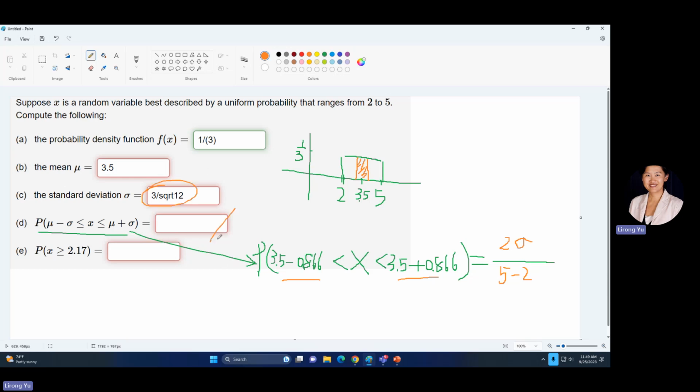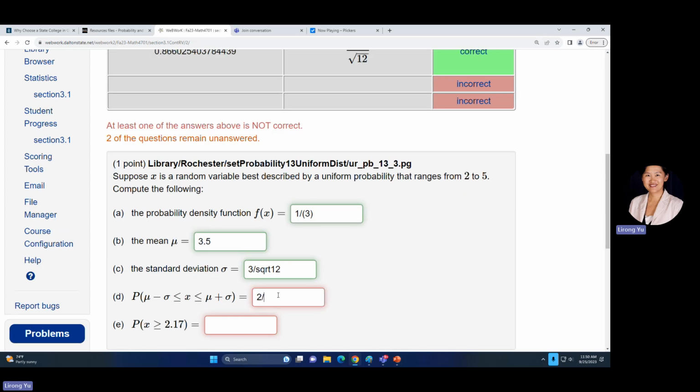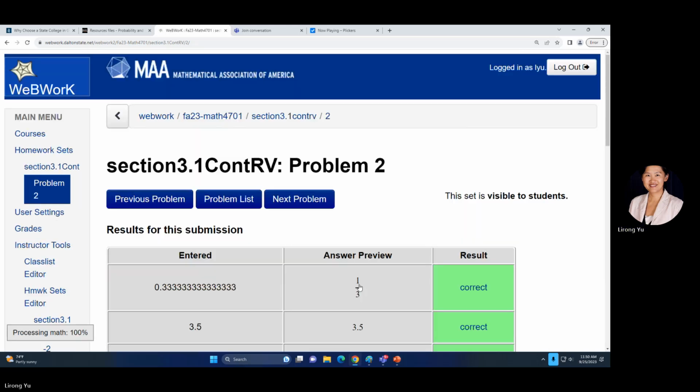So the answer to the question will be over 3. What was the numerator? 2 times standard deviation. The standard deviation was 3 over square root of 12. If you times 2, it's going to be 6 over the square root of 12. And 6 over square root of 12 divided by 3 is going to be 2 over square root of 12, since that's a division. Are we okay? So the answer will be 2 over square root of 12.